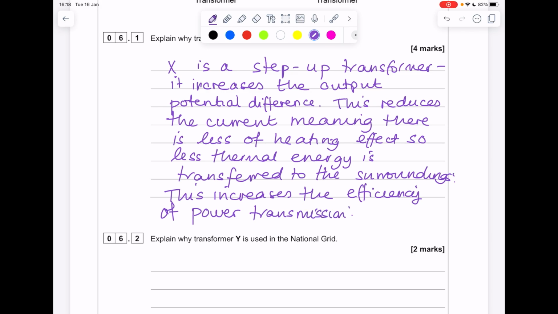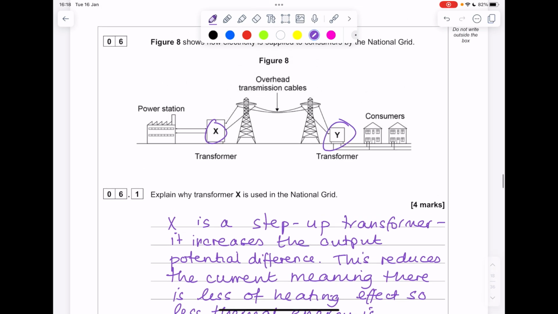Explain why transformer Y is used in the national grid. Transformer Y brings down that voltage or potential difference to a safe level so it can be used by our consumers in their homes.